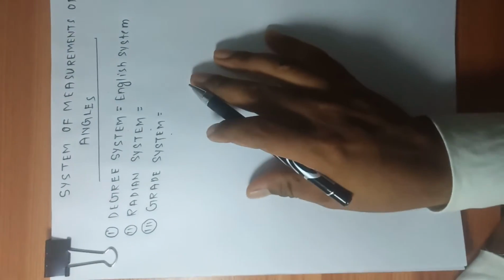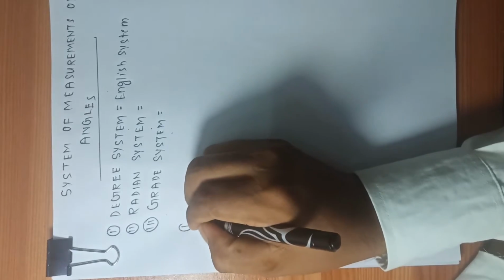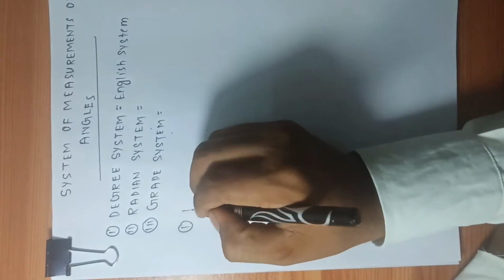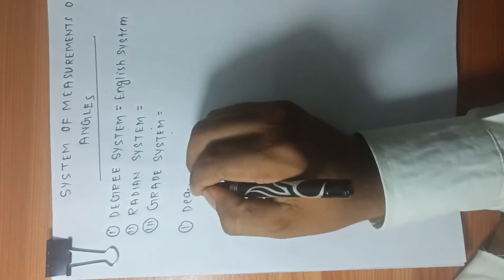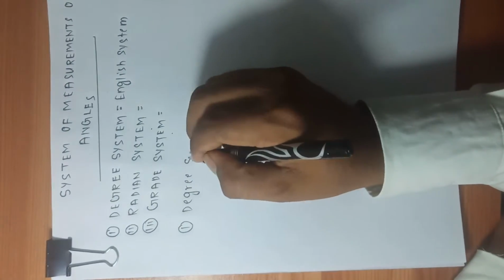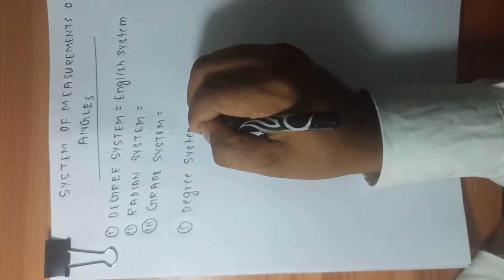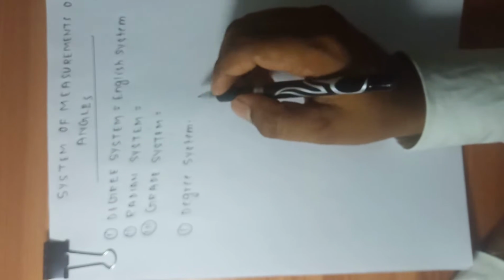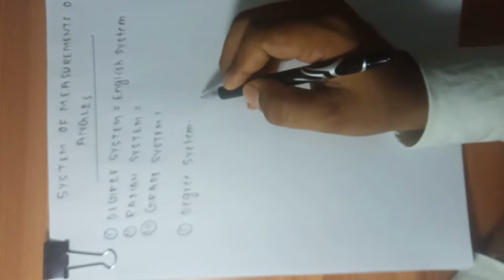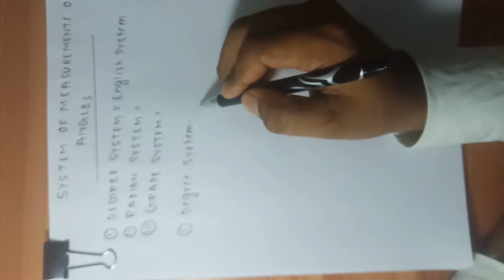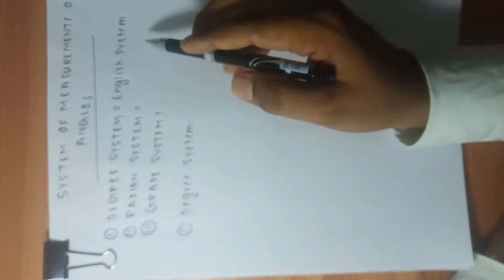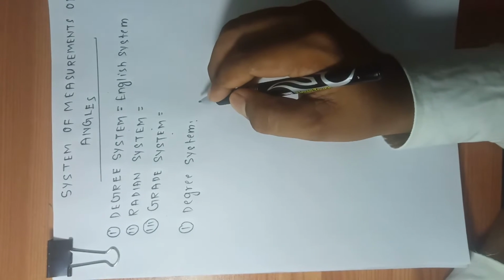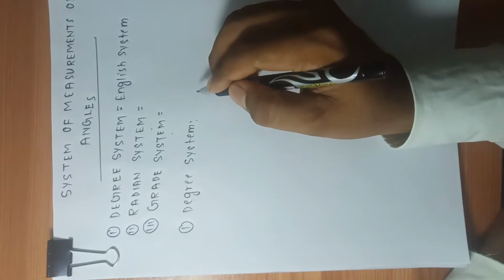In this system, first we will explain only the degree system. Students, the degree system is known as the English system because the measurement of angle in degrees was given by the country of England. That's why it is known as the English system. In this system, we measure angles in degrees.